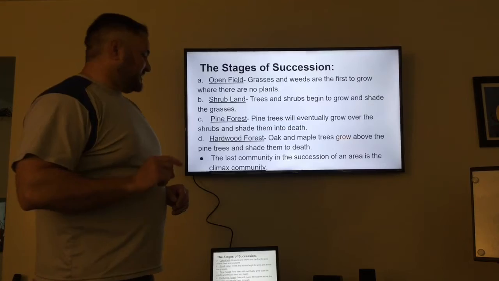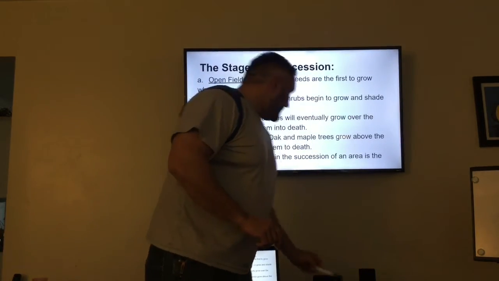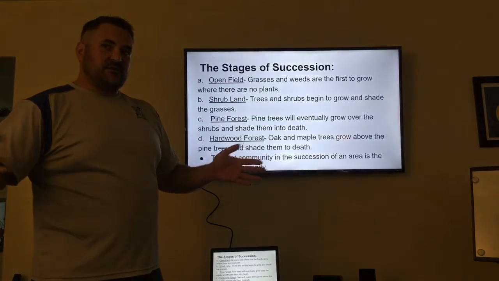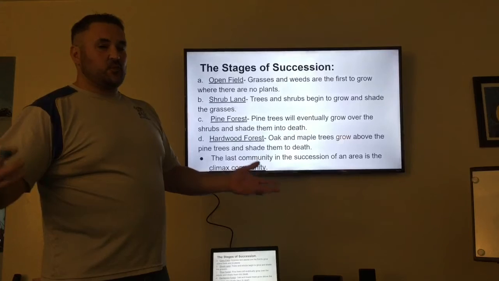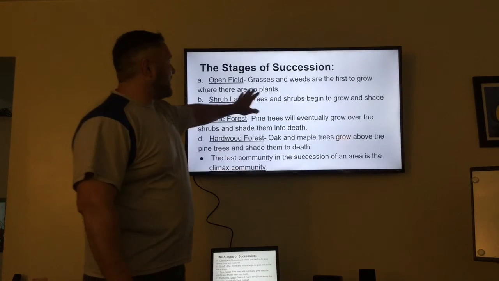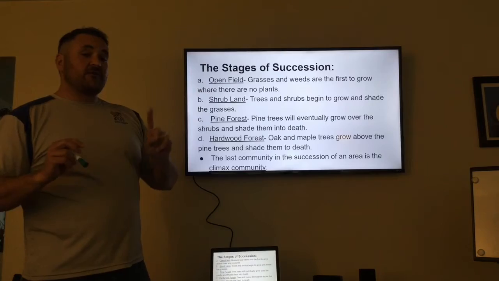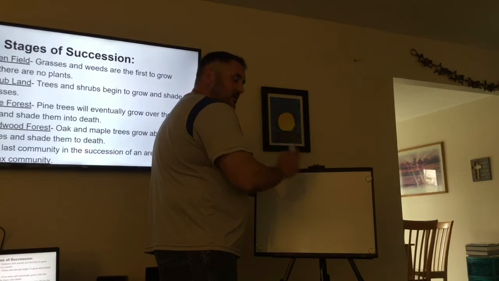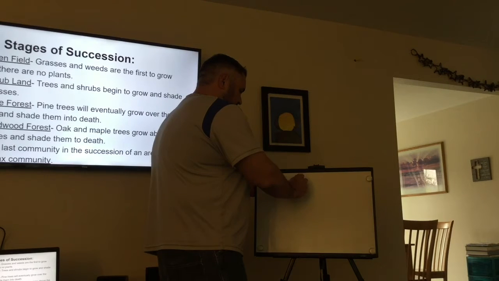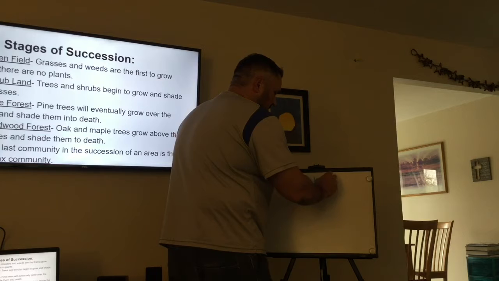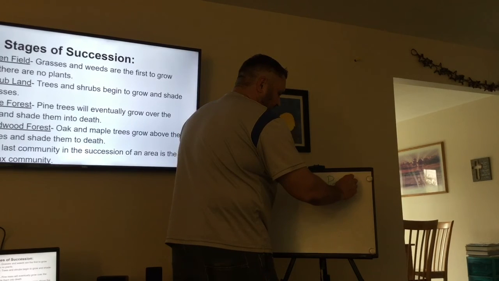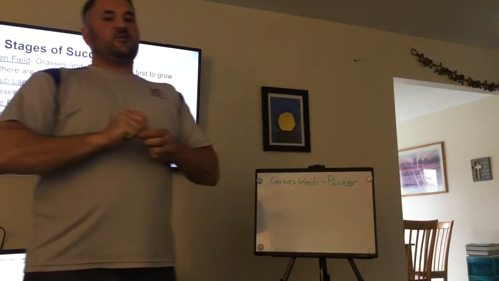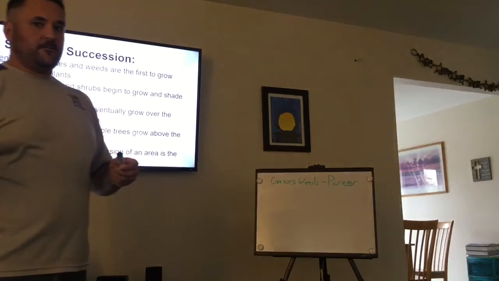The stages of succession, and I'll try and show you these in a picture here in a second. The first stage is open field. After a farmer plows his fields and stops farming those fields, grasses will grow in the fields. That's the first stage. So you get grasses and weeds that grow there. These are often called your pioneer plants, your grasses and weeds. Grasses and weeds are what we call pioneer species. Pioneer species are the first to move into a new area when life has been removed.